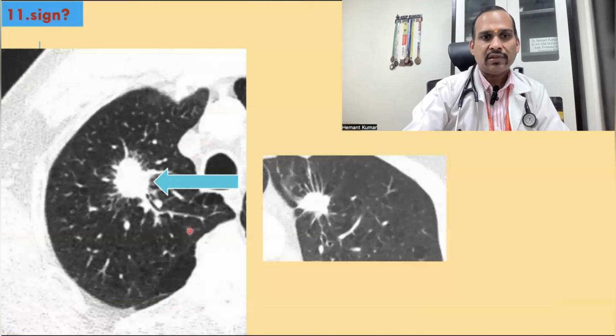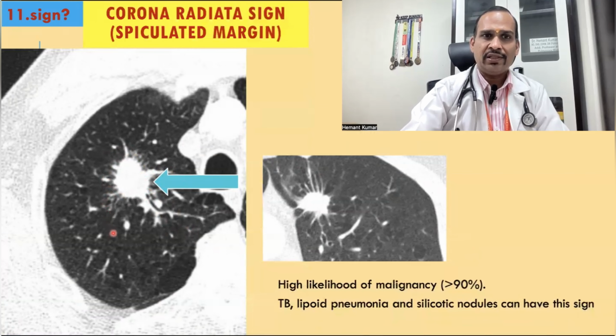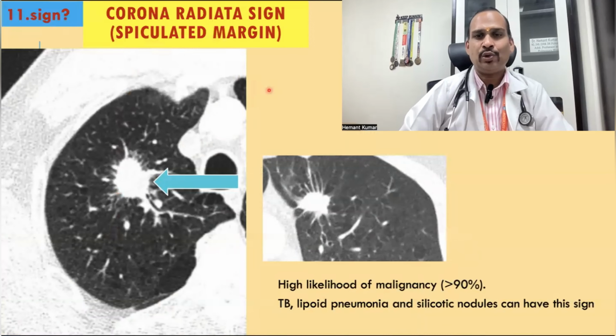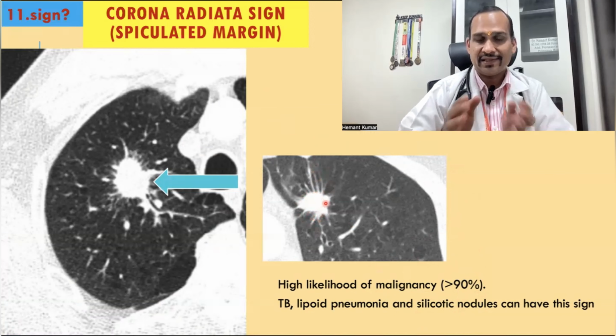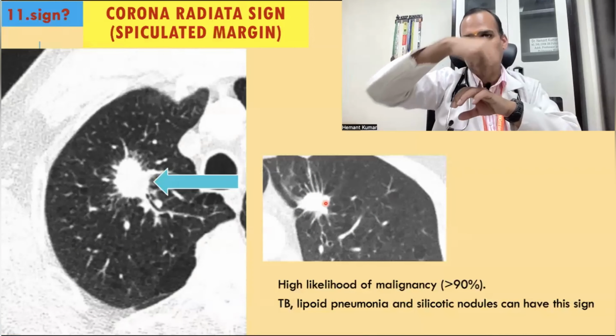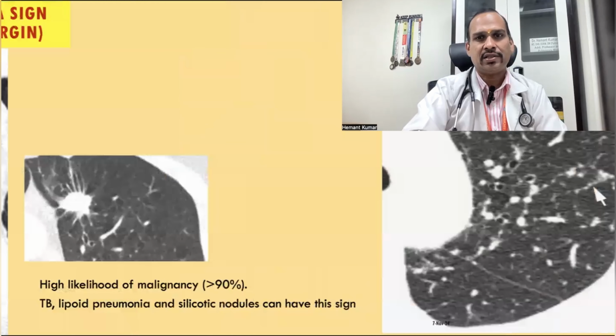Number 11, can you see this opacity? And surrounding this opacity, you can see these small lines. So this is corona radiata sign or spiculated margin. This is seen in malignancy, with more than 90% specificity. Can you see this opacity surrounded by hair-like structures, like sun rays? There is a sun and rays. This is corona radiata sign, and it is also seen in tuberculosis, lipoid pneumonia, and silicotic nodule. So these are the differential diagnoses for corona radiata sign.